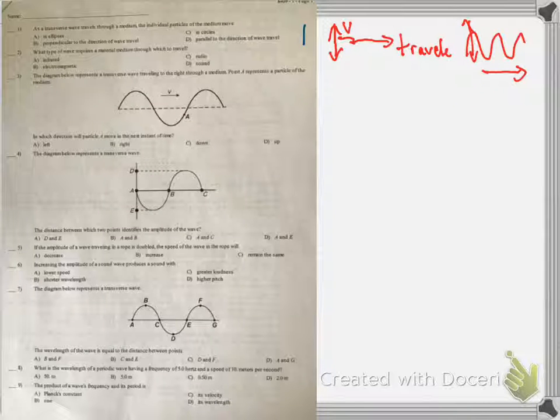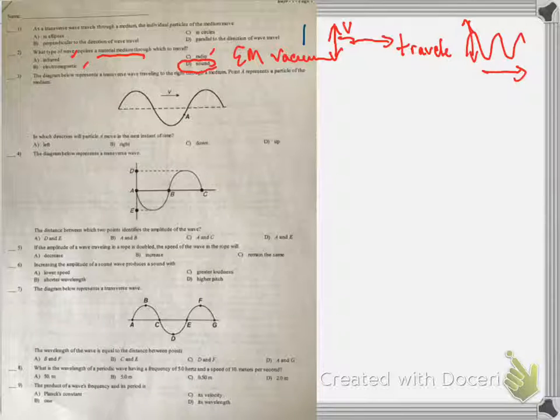All right, next question. What type of wave requires a material medium through which to travel? Anything that is a mechanical wave. So sound is the best example we have there. Radio, infrared, and electromagnetic are all EM waves. They are able to travel through a vacuum. We'll get to those soon.